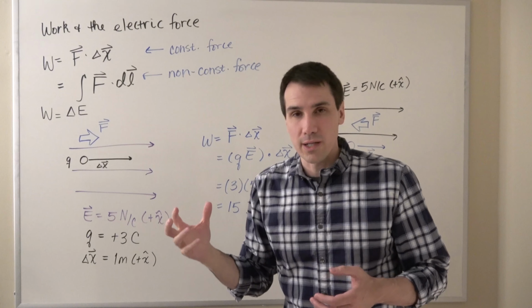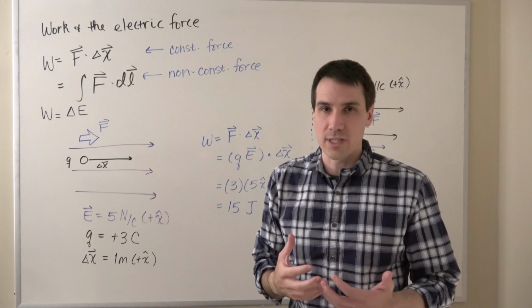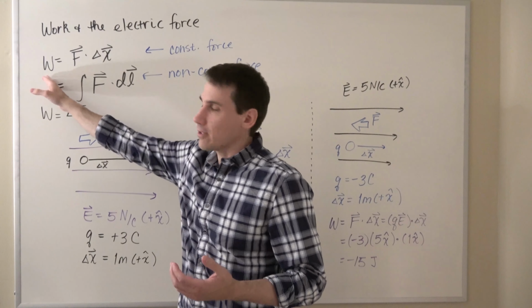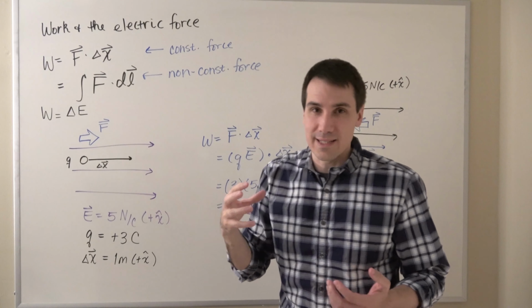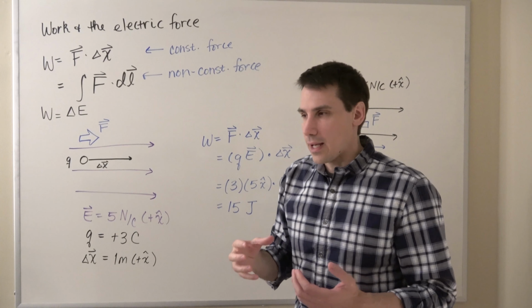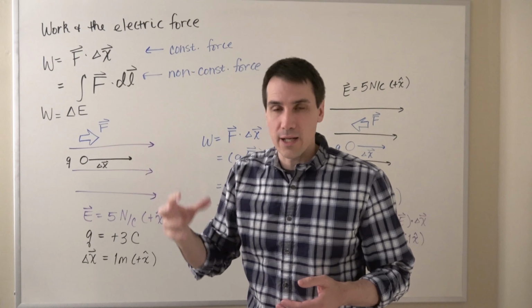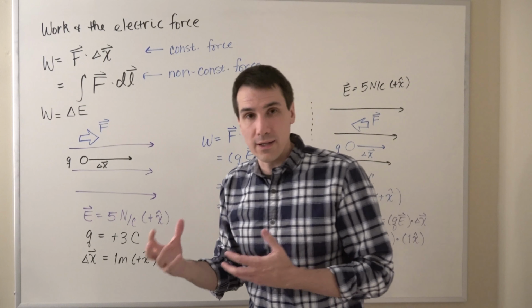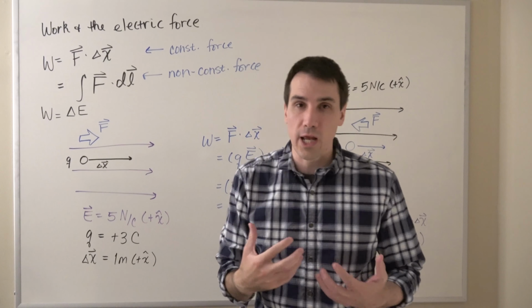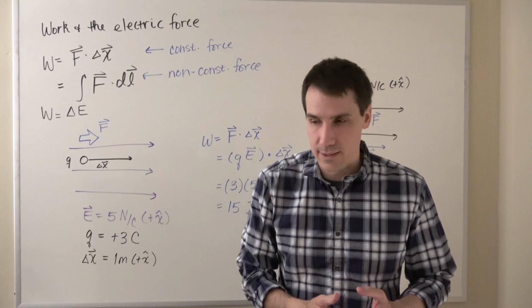Remember that the dot product is a way of multiplying two vectors together that gives a scalar value. The work is a scalar value. And remember that the work is equal to the change in energy of a system. So the work done on a system is equal to the change in energy for that system.